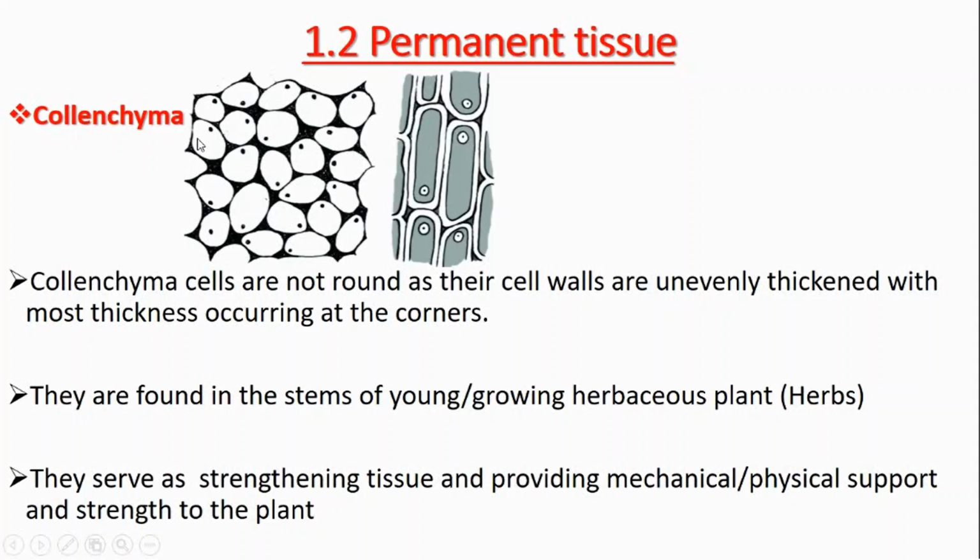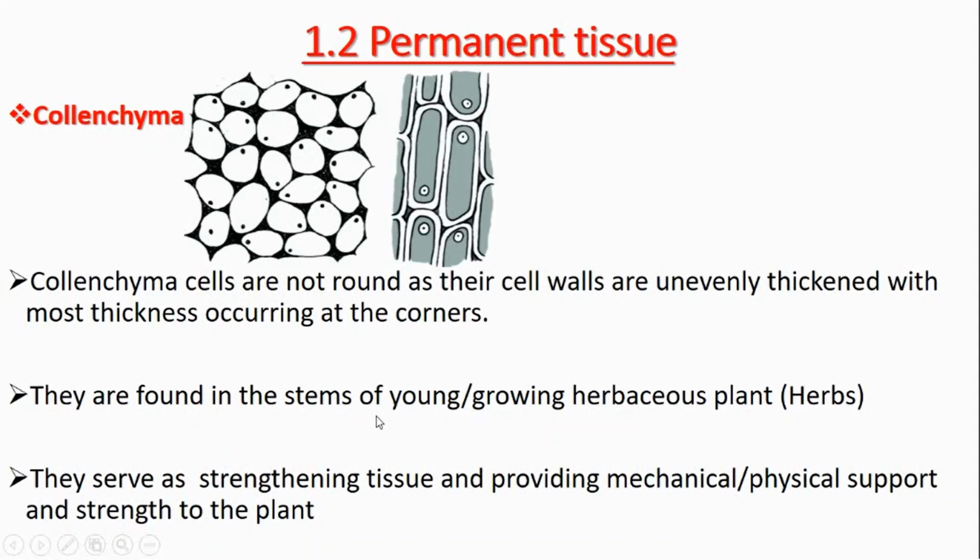Then we have the collenchyma. The collenchyma cells are not round, as their cell walls are unevenly thickened, with most thickness around their corners. As you can see, these are not very round. It is said that they have most thickness around their corners.